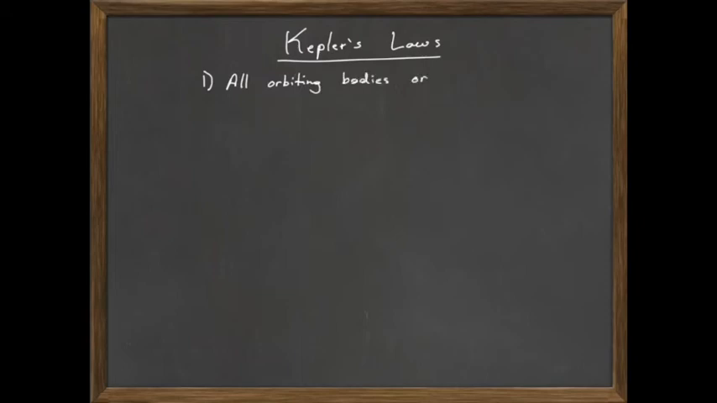Okay, and the last thing we want to talk about is introducing a new scientist, Johannes Kepler, and we're going to discuss Kepler's laws, because one of the things that Kepler did was create the laws of planetary motion. The first law says that all orbiting bodies orbit in an ellipse. And it's an ellipse with the sun located at one of the focus points.